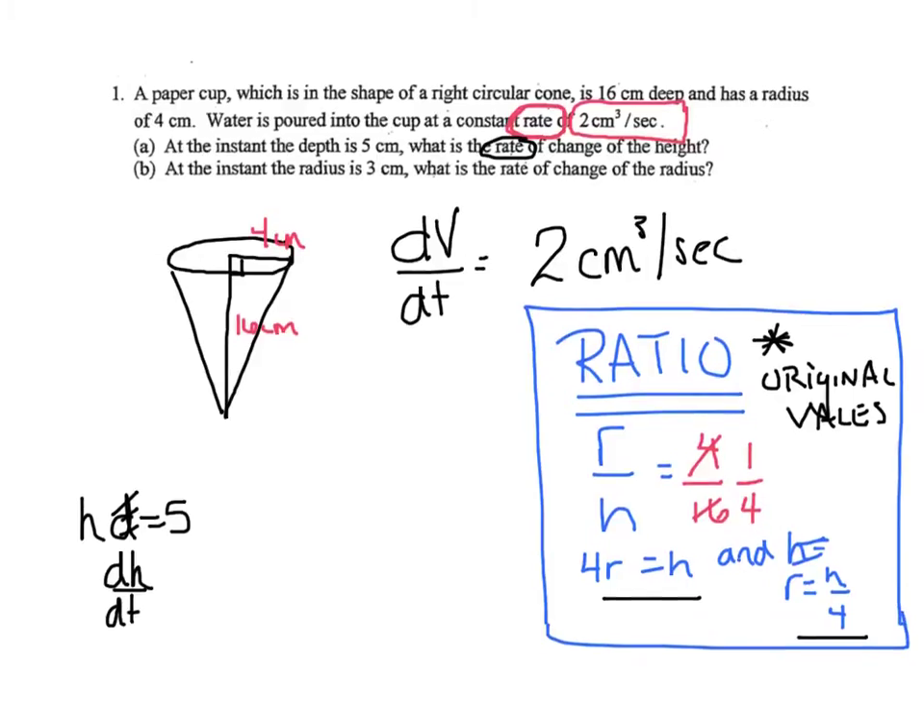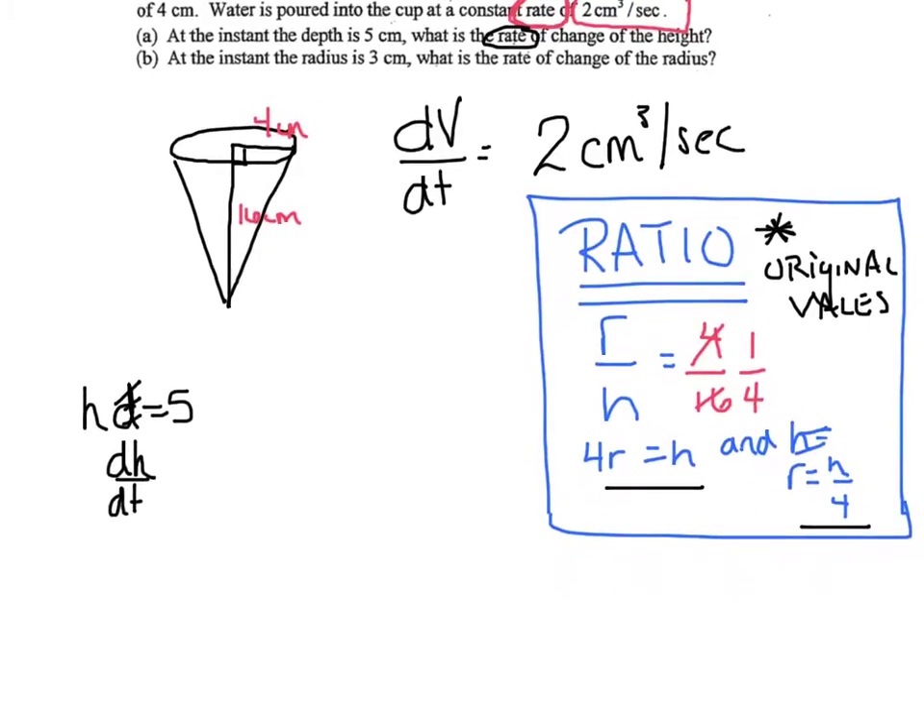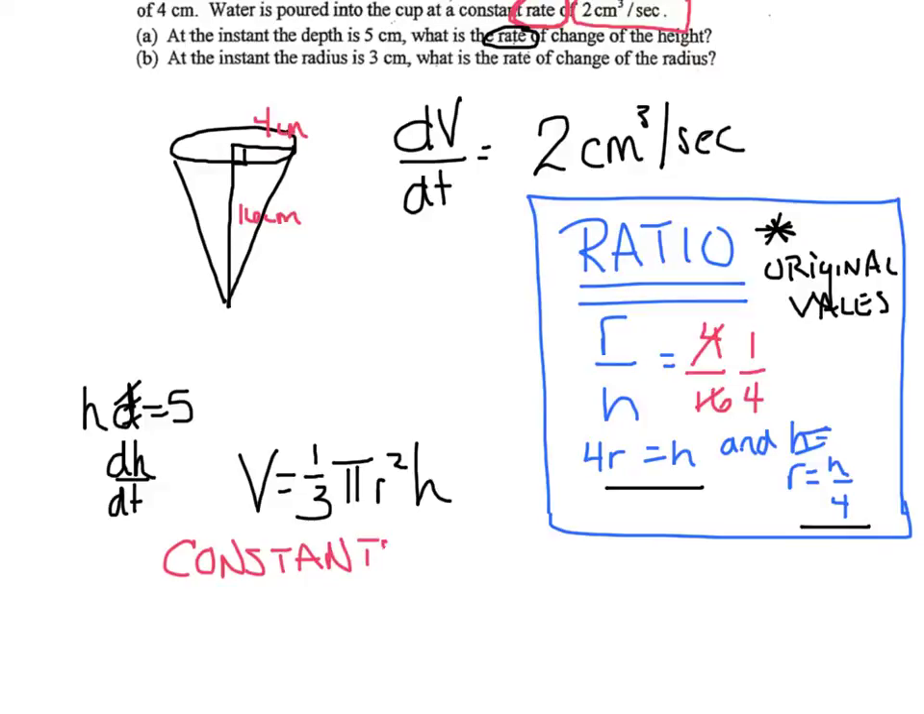So we do need to know our volume formula. And of course, the volume of a cone, we'll have to memorize all these, is 1/3 pi r squared h. Now, we always want to check for constants, just like we did with the triangles. Is anything going to remain constant?